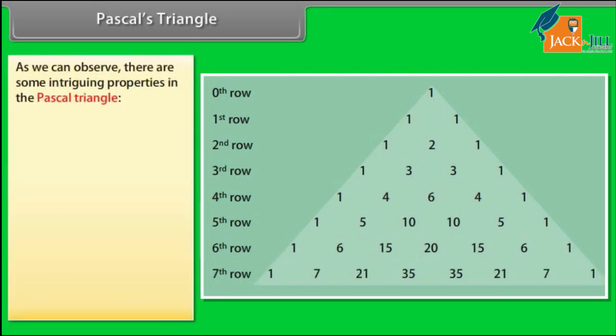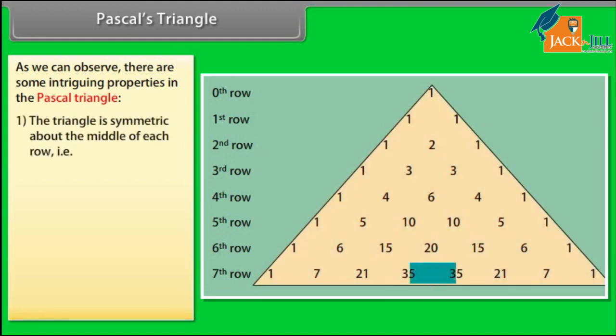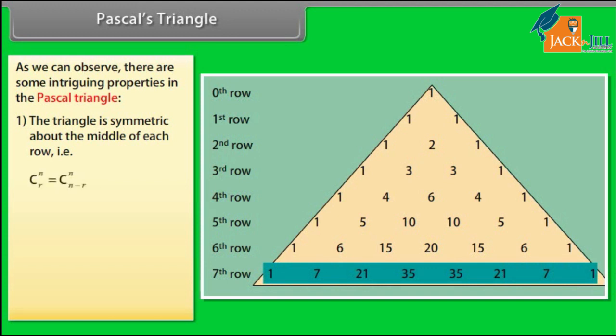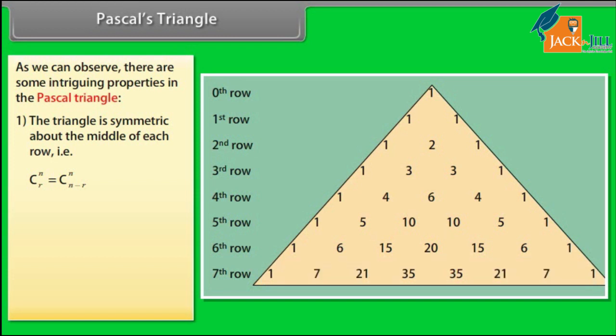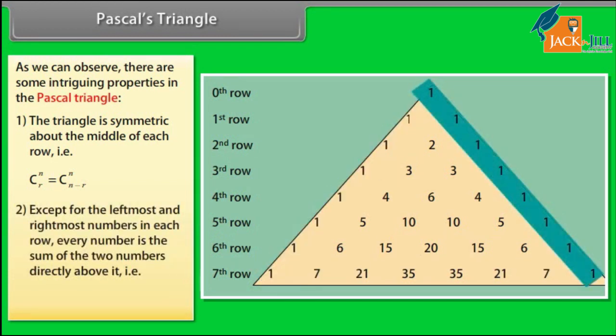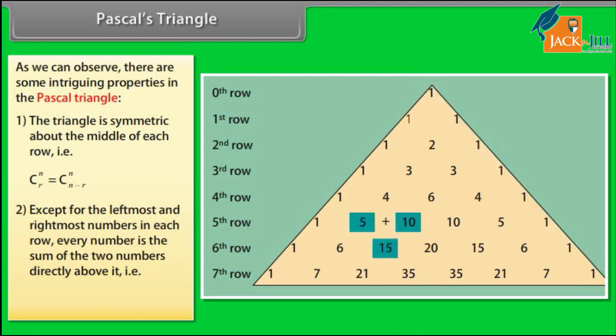As we can observe, there are some intriguing properties in Pascal's triangle. The triangle is symmetric about the middle of each row, that is, nCr is equal to nC(n − r). Except for the leftmost and rightmost numbers in each row, every number is the sum of the two numbers directly above it. That is, nCr is equal to (n−1)C(r−1) + (n−1)Cr.